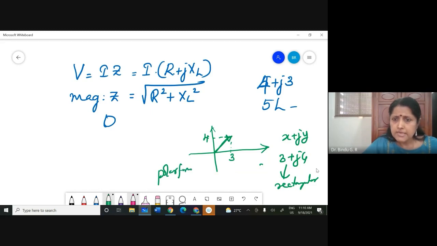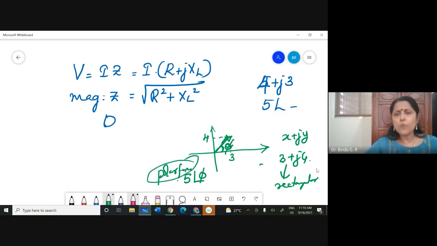Polar form means the magnitude of 3 plus j4. This magnitude will be 5, right? It is the square root of 3 squared plus 4 squared. And then this angle, theta or phi, whatever be the angle. So it is 5 angle phi. This is called the polar form.